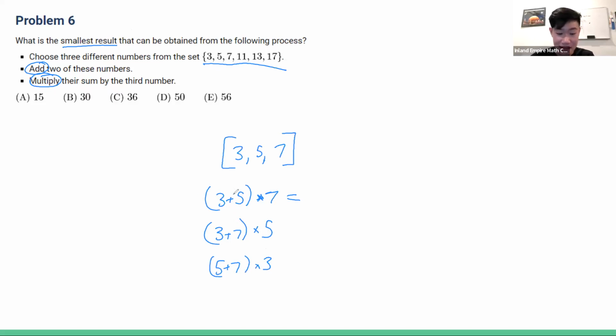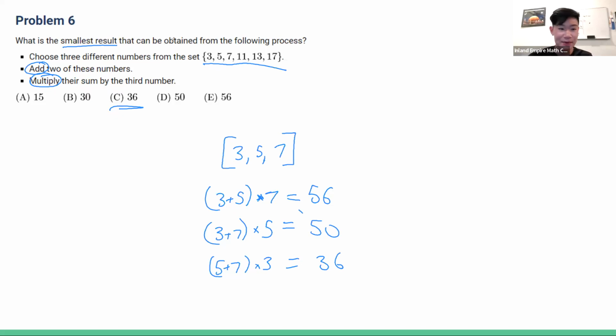So let's solve this. 3 plus 5 is 8. 8 times 7 is 56, I believe. 3 plus 7 times 5 is 10 times 5. So that's just 50. And then 5 plus 7 is 12. Multiplied by 3 is 36. So the answer for this one is C.